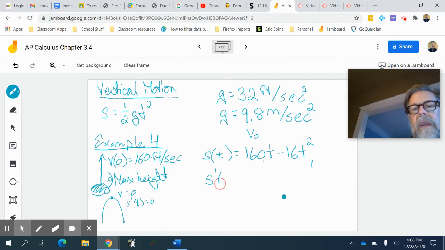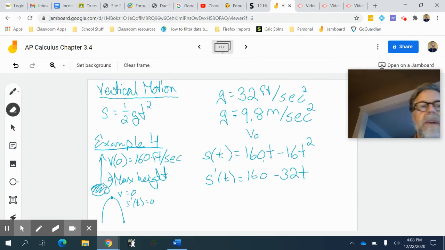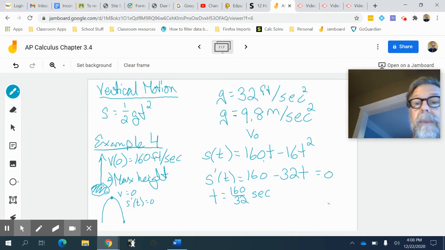So let's find the first derivative, and we know from our rules of derivatives that that's 160 minus, carry the 16 out, bring the 2 down, that's 32t, reduce the power by 1. And we want to set that equal to 0, and we get a time of 160 over 32 seconds, and that looks like 5 seconds. I'm doing a little quick mental math. So at 5 seconds, we will reach the maximum height.